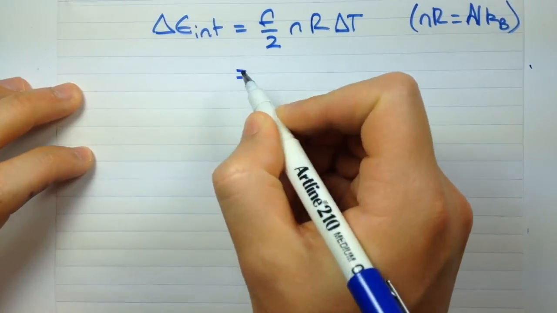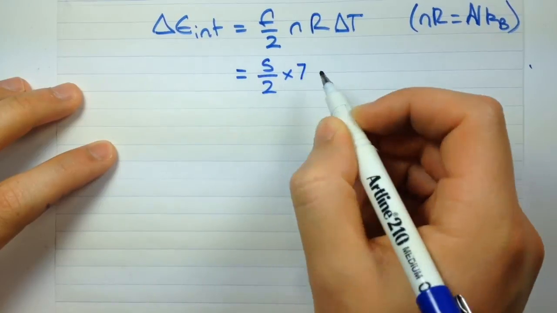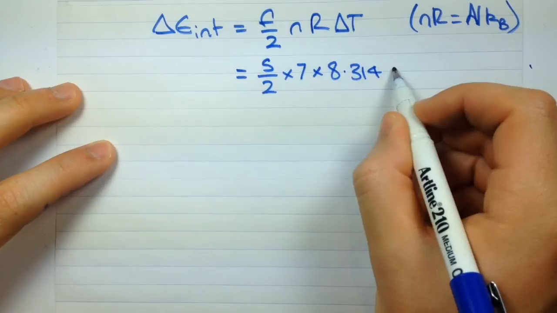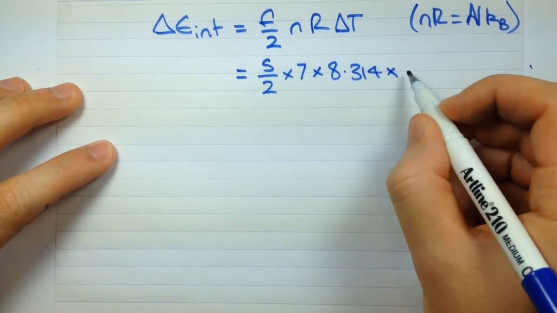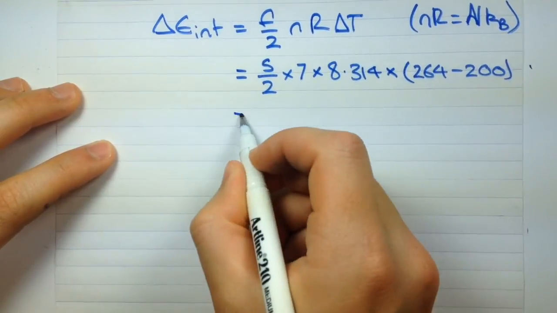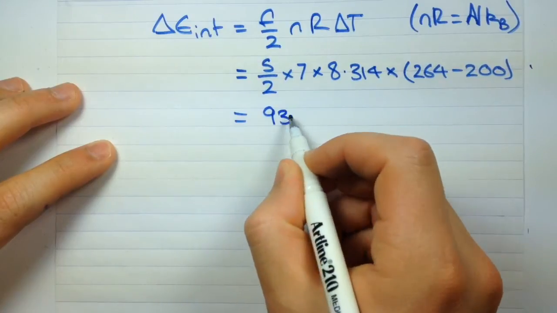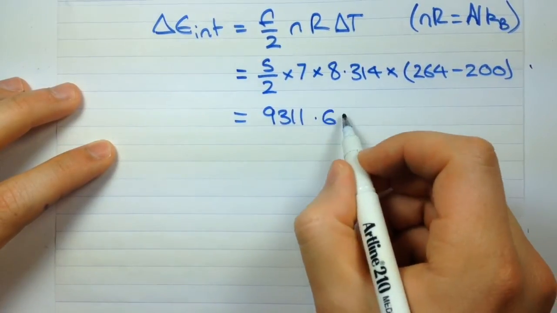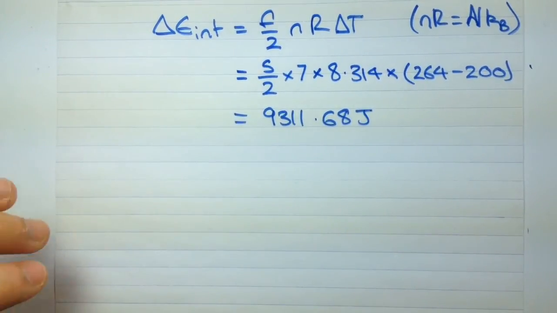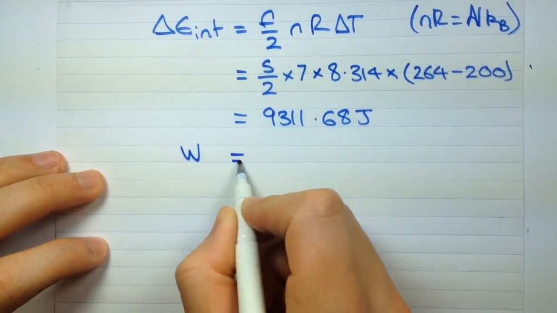So the degrees of freedom, if you recall, was 5. The number of moles was 7. Gas constant 8.314 times the change in temperature. Right, put that all in the calculator, and we find that the change in internal energy is 9,311.68 joules. Right, so from our first law of thermodynamics equation, we get this one.